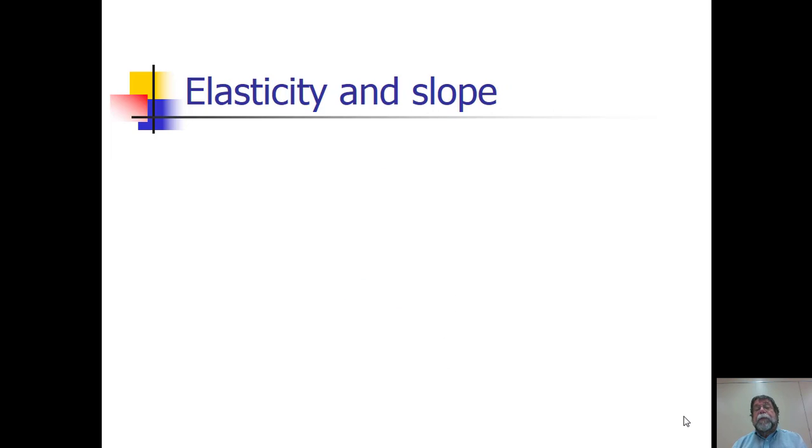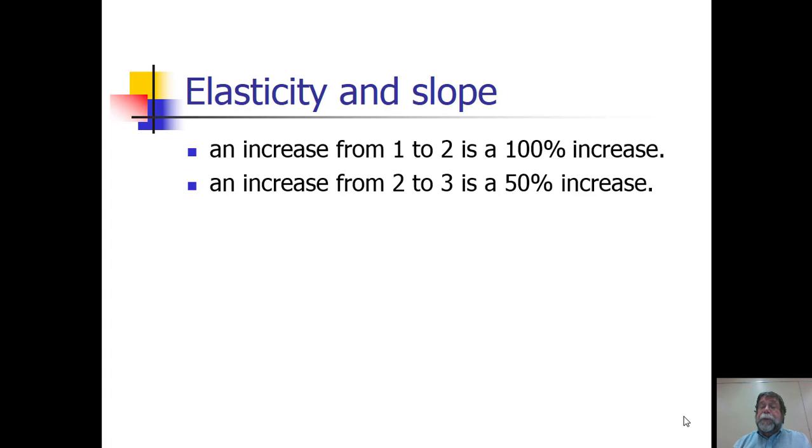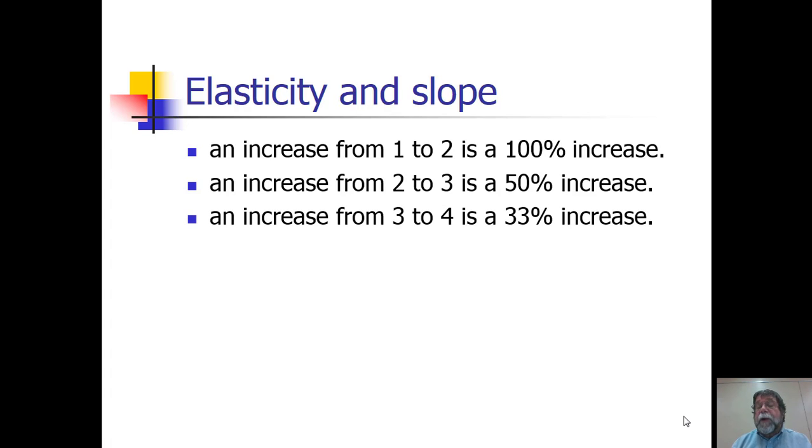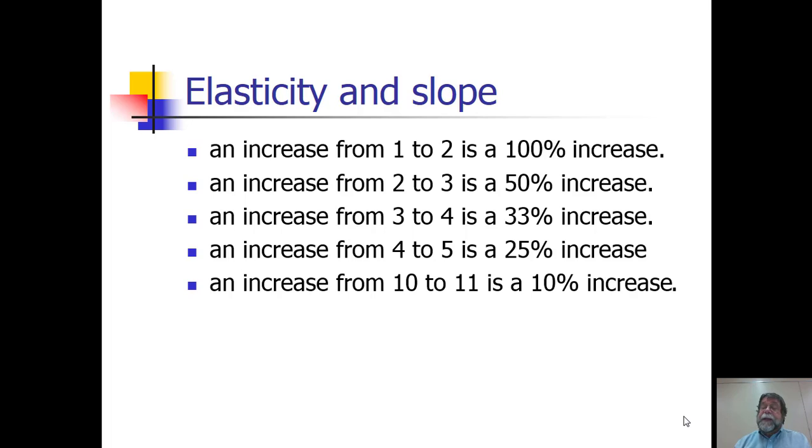We should be careful, though, not to confuse elasticity and slope. To see why that's an issue, let's talk a little bit about percent changes. When we go from 1 to 2, that's a 100% increase in the level of some variable. From 2 to 3 is a 50% increase. From 3 to 4 is a 33% increase. From 4 to 5 is a 25% increase. From 10 to 11 would be a 10% increase.